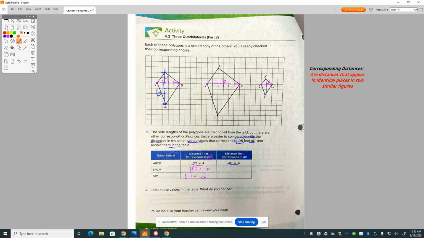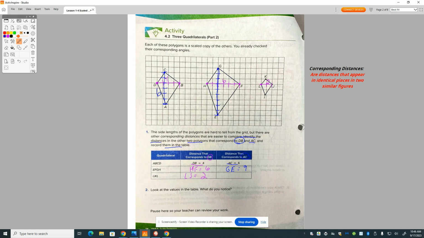Now, the corresponding distance in figure 2 would be from G to E. So just to highlight the distance, let's go ahead and count it. 1, 2, 3, 4, 5, 6, 7, 8, 9. So GE has a distance of 9.